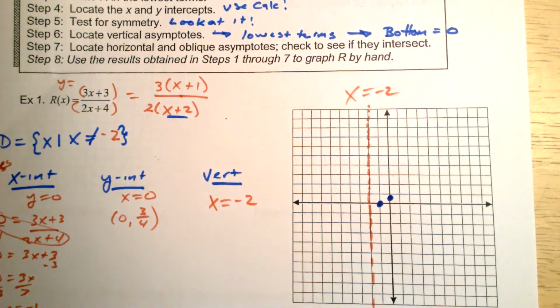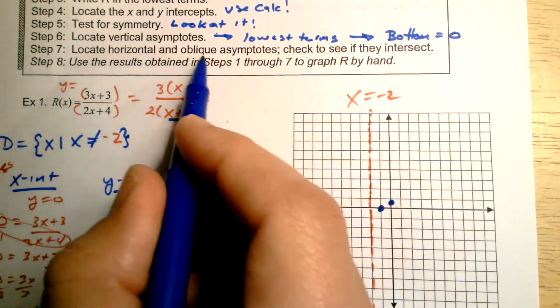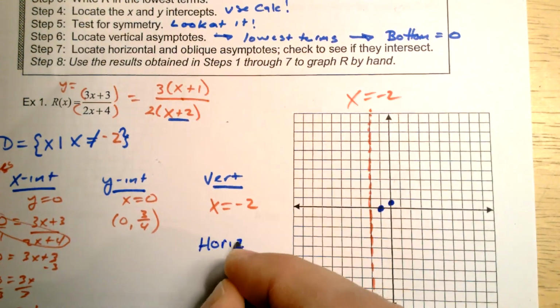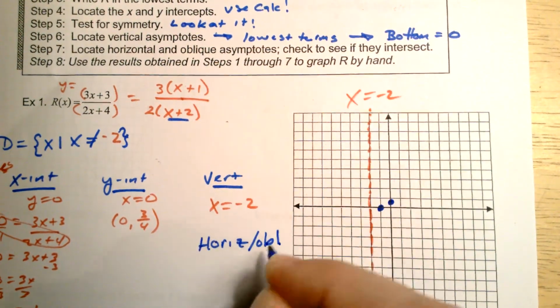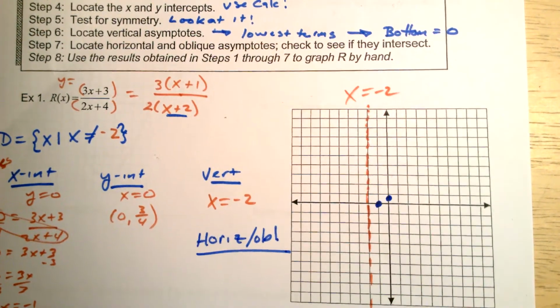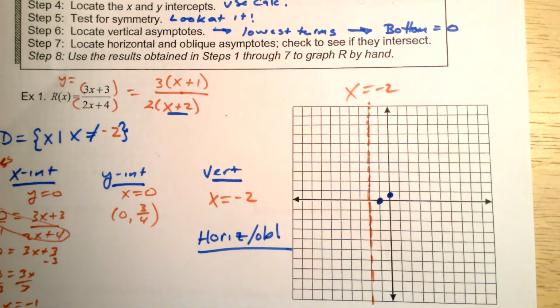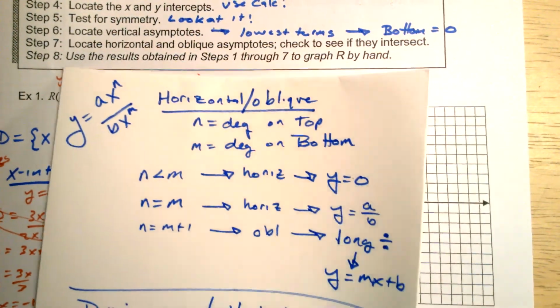Last but not least, before we graph the rest of it, it says locate your horizontal and oblique asymptotes. So we have to decide, number one, is it horizontal, oblique, or neither? And this is where we look at the degree on top and bottom. Okay, so my rules. These are my little cheat sheet for rules here.